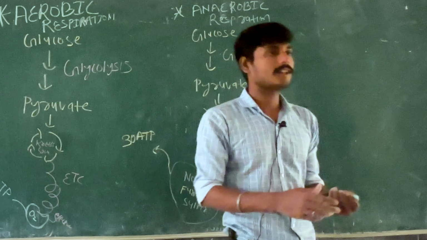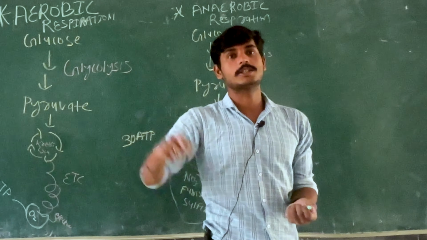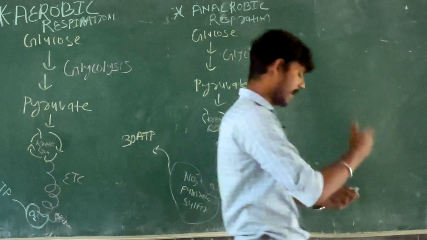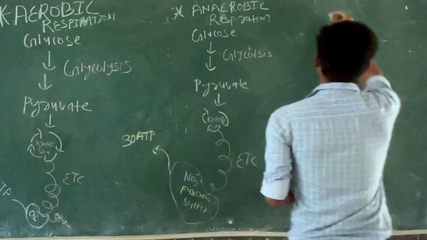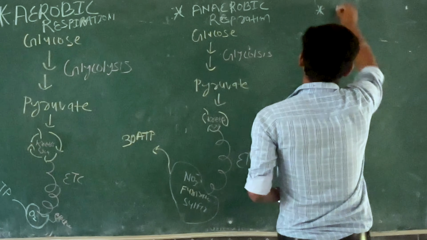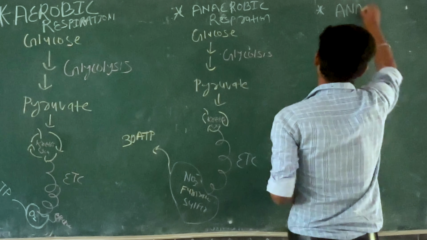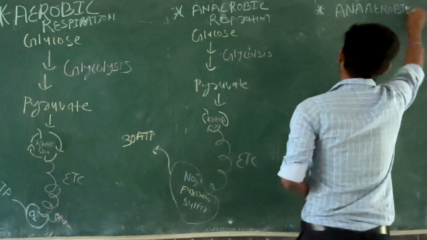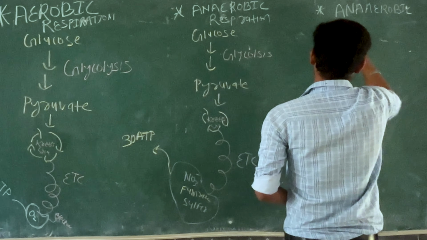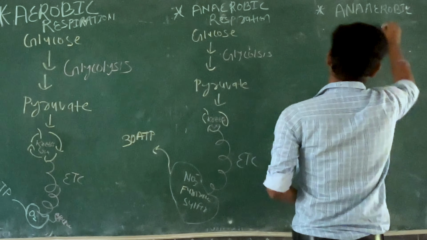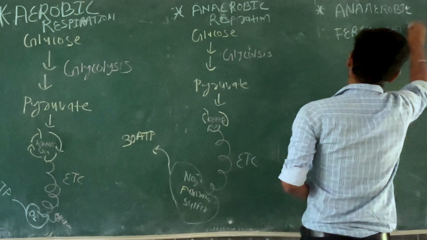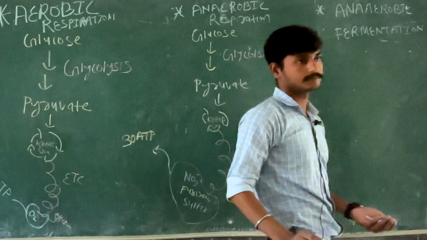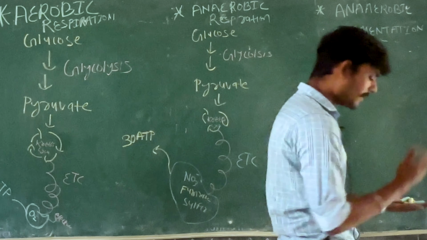Yes, so that bacteria is called the anaerobic fermentation bacteria. The respiration is basically anaerobic fermentation. So write it down. 1, 2, this is the 3. This is the anaerobic fermentation. Clear? Now what is happening here?